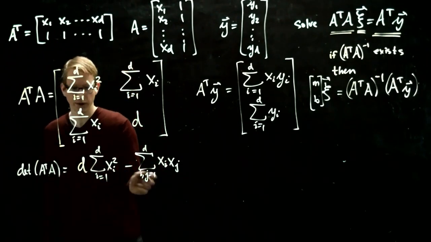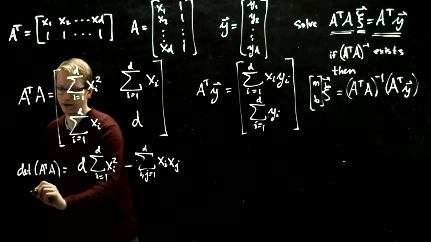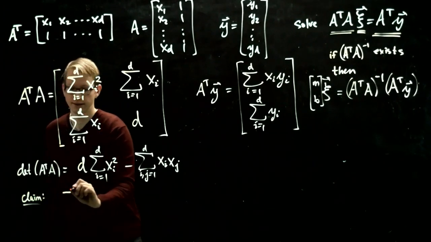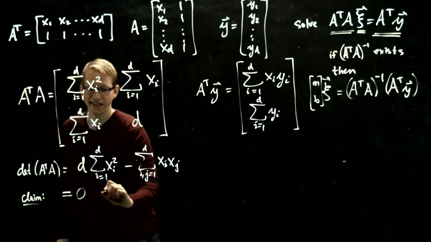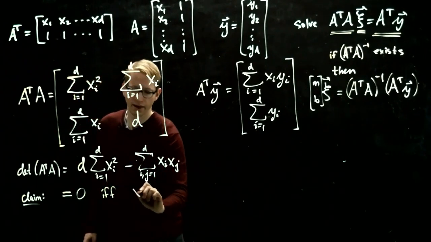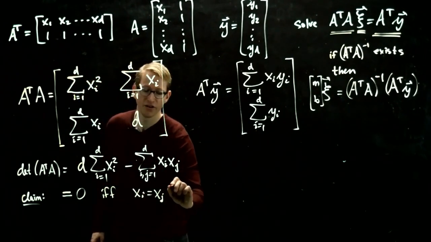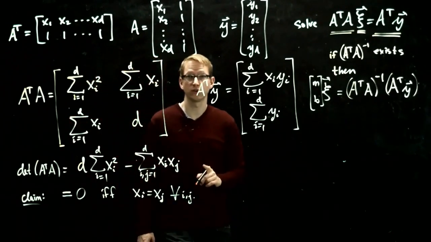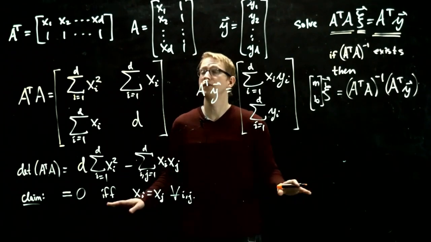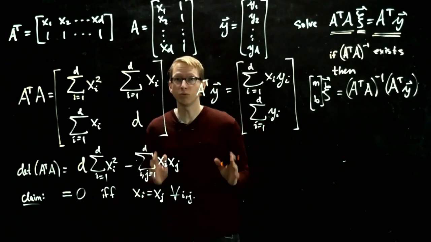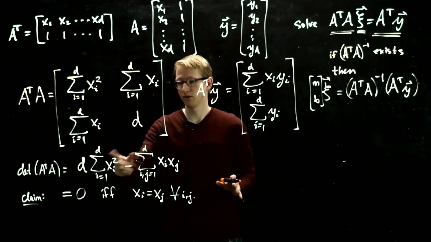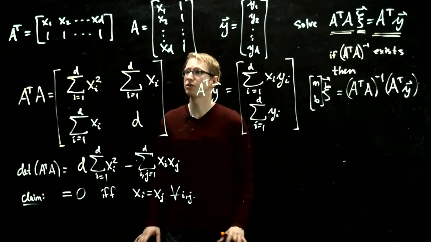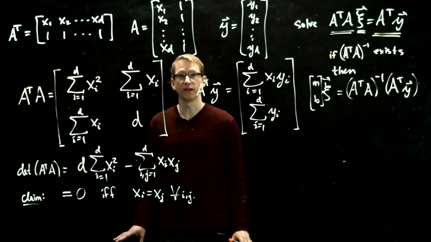And I won't do the rest of this calculation out, but I'll make a claim, and you should check this: that this equals 0 if and only if xi equals xj for all i and j. So the only time that this determinant vanishes is if all of the xi data points happen to be equal to each other. Now, it takes a little bit of time to actually show that, but you can do it. And this is the only instance when this matrix is not invertible.